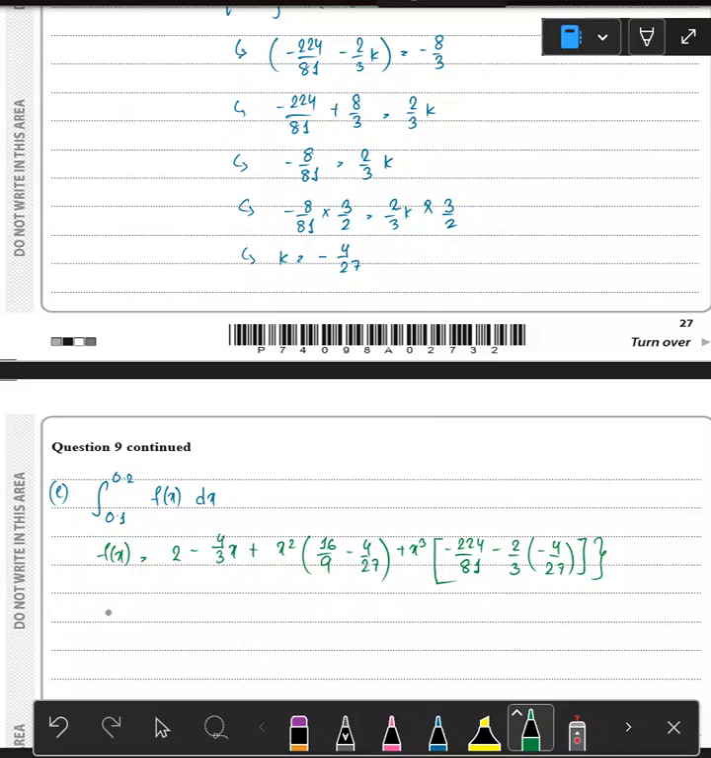So now f(x) would be 2 minus 4 by 3x, plus if you put 16 by 9 minus 4 by 27 in your calculator, then you will get 44 by 27. So 44 by 27, this would be x squared, and negative 224 by 81 minus 2 by 3, negative 4 by 27. Then you will get a value of negative 8 by 3 x cubed. Okay, that is f(x).